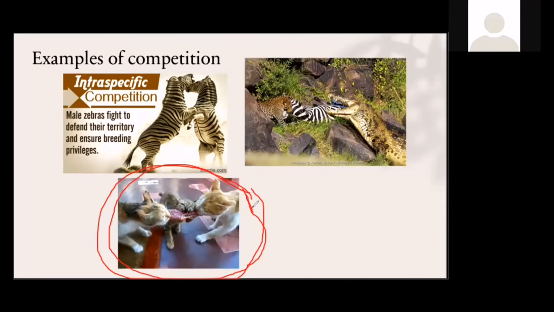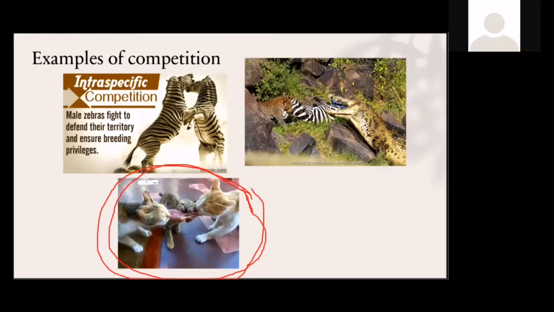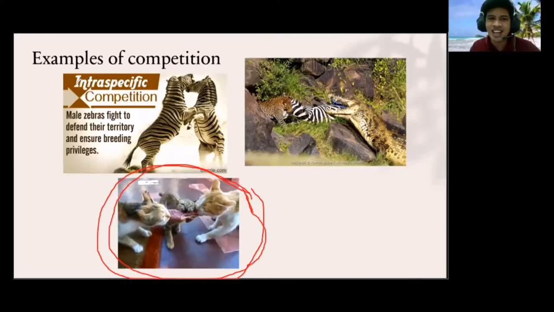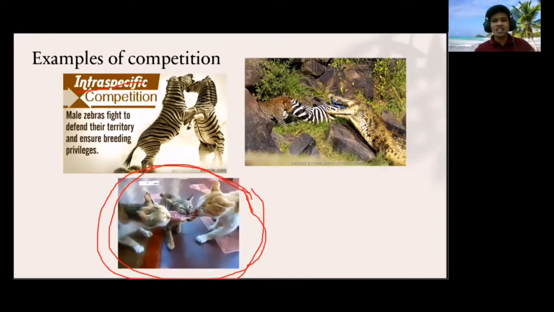No. Okay, so it means they are fighting and they are the same species, right? Chinjang, when you say there are the same animals fighting, we call it intraspecific. Intra. All right, thank you so much.